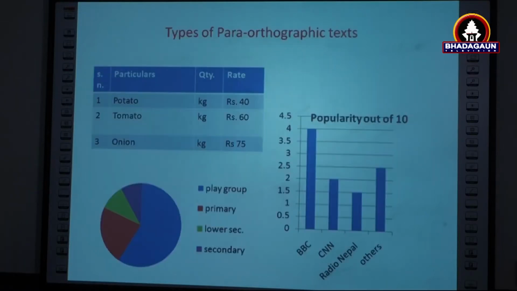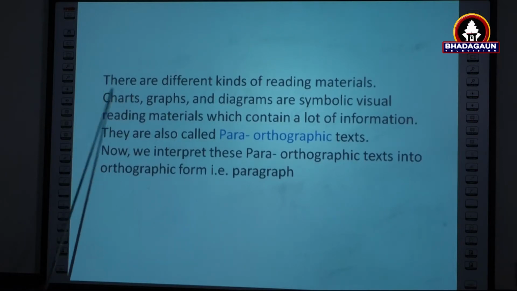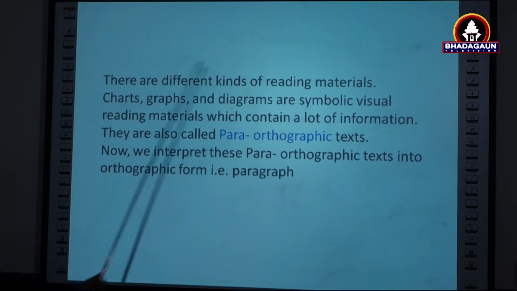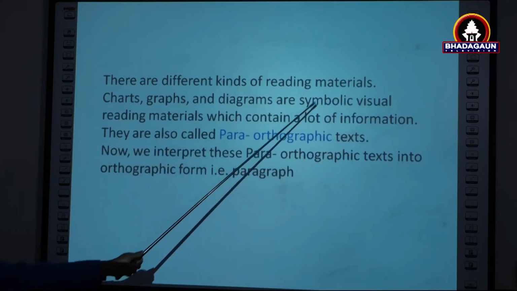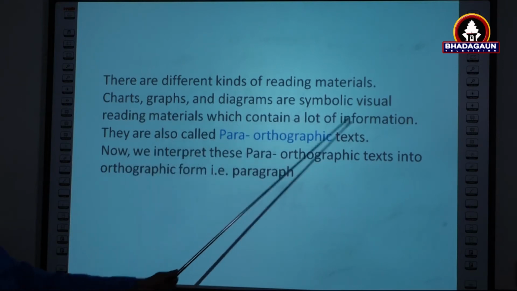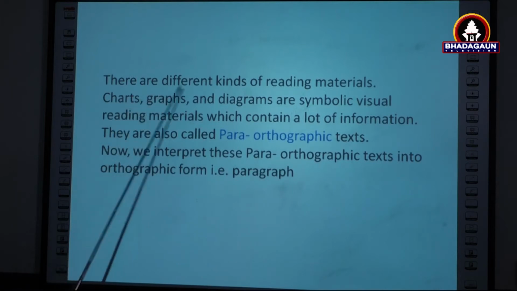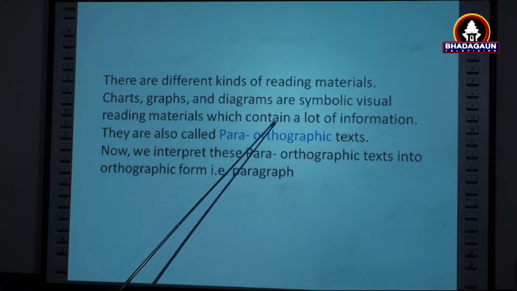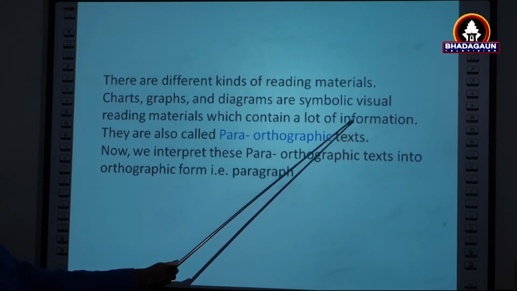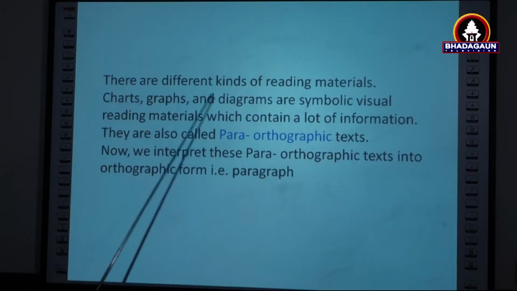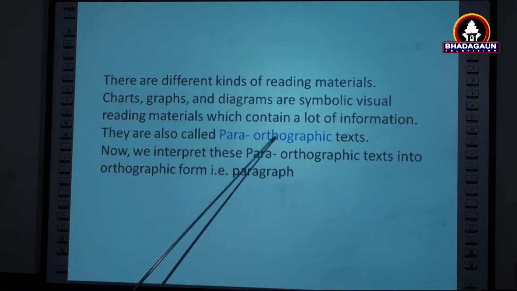So now let's see a very short description, the definition of this topic. There are different kinds of reading materials: charts, graphs and diagrams. They are symbolic visual reading materials which contain a lot of information. Though these charts, graphs and diagrams are visual reading materials presented in concise form, they contain a lot of information, plenty of information. They are also called para-orthographic text.